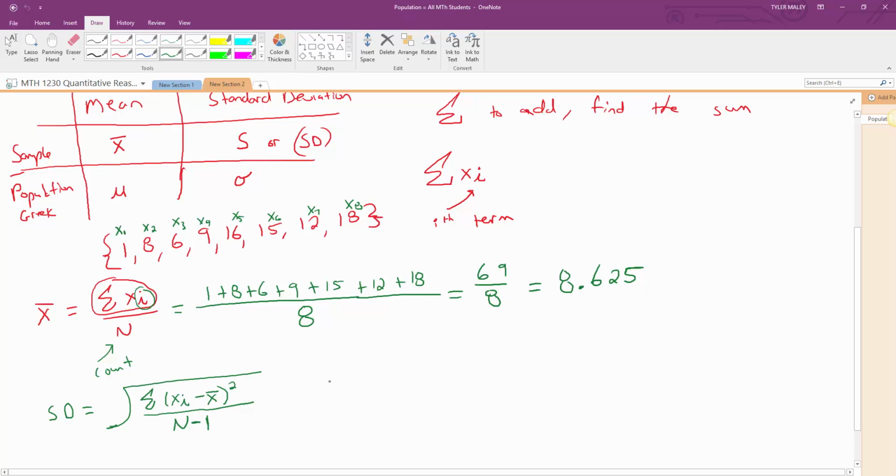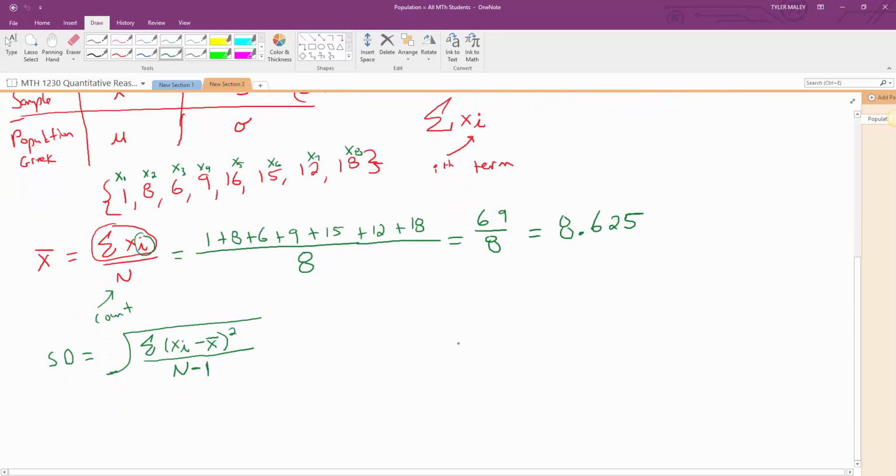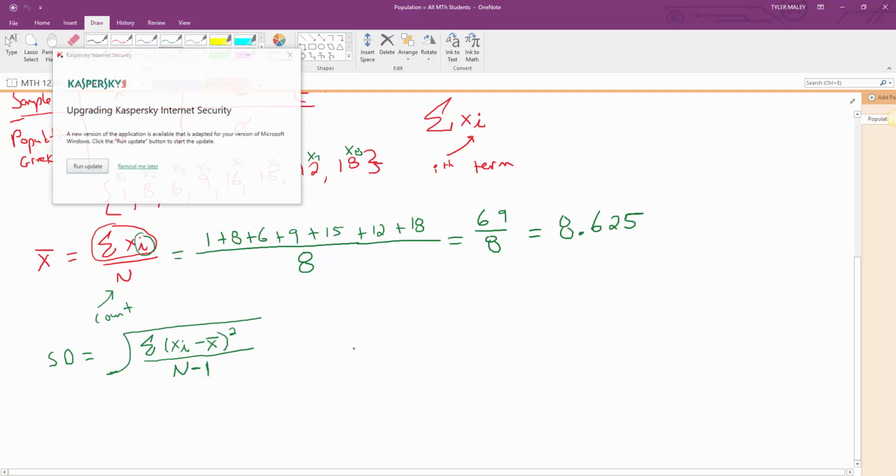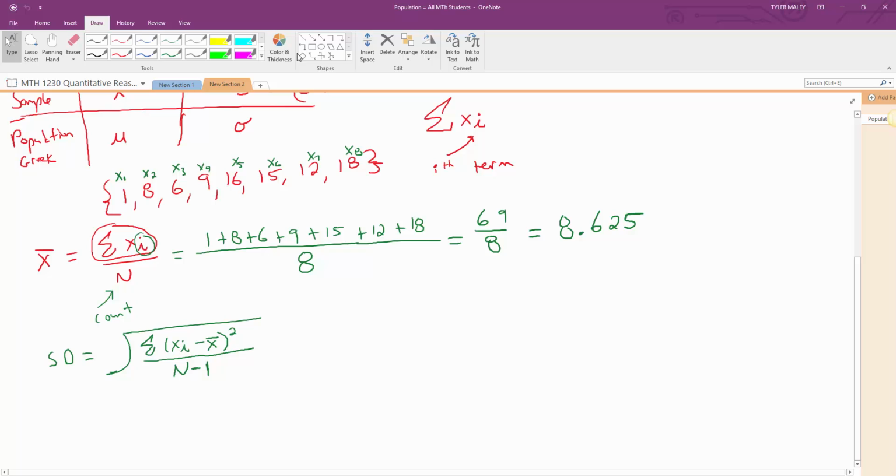All right, so to calculate this by hand, it's not quite as easy as with Excel, right? So you can really appreciate using Excel. Right, but probably the easiest way to do this is to make a table, right?